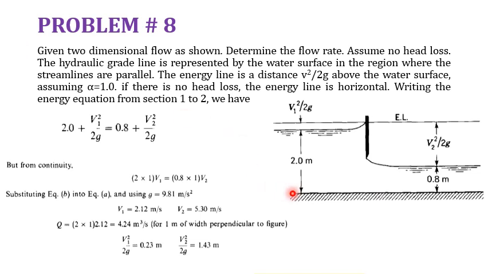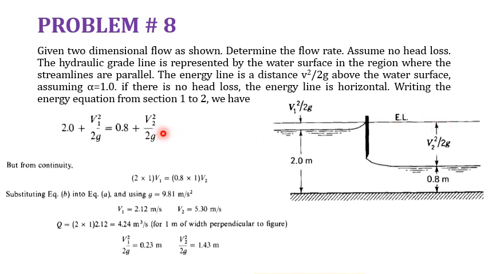If you write the energy equation from this datum, it is the sum of 3 energy heads, that is elevation head, pressure head and kinetic head. So as we know, this water surface is representing the hydraulic grade line, which is a summation of elevation head and pressure head. Or you can say the pressure at this water surface is basically 0. So at this point we have the maximum elevation head, that is 2 meter. So 2 plus v1 square over 2g is equal to 0.8, where this is a water surface, 0.8 plus v2 square over 2g.